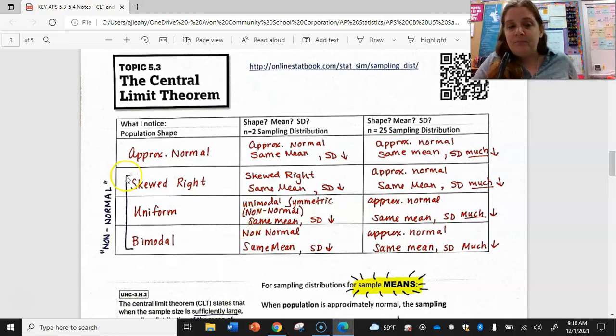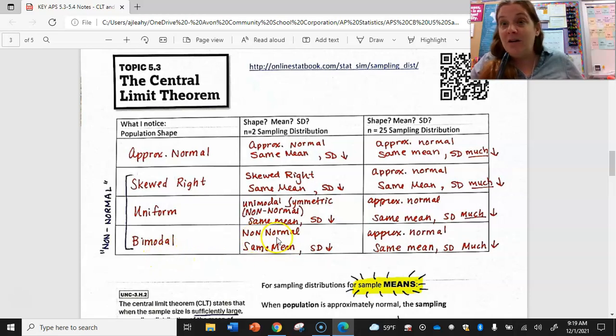Here's what's going on. If you have a non-normal shape of your population, your sample distribution will look similar to your population shape. But your sampling distribution, where you're repeatedly taking samples and finding the mean and plotting them, doesn't look the same. So if you have a sampling distribution for size 2, the skewed right one looked skewed right with the same mean and a smaller standard deviation. The uniform one looked non-normal. It was just like that weird triangle. But it still had the same mean and a smaller standard deviation.